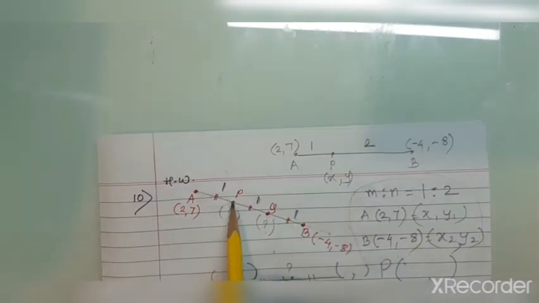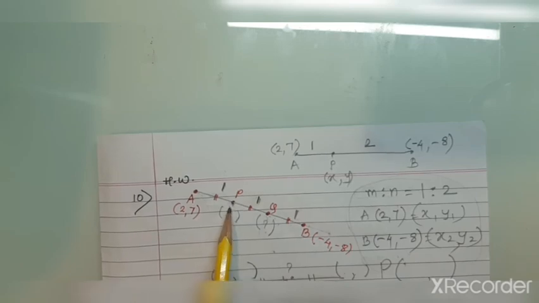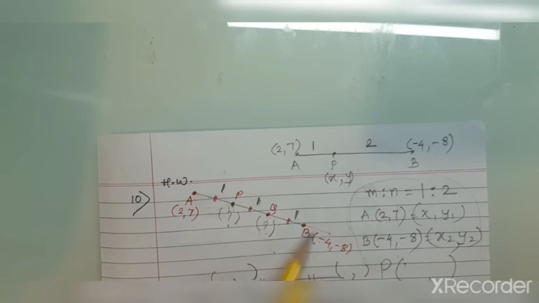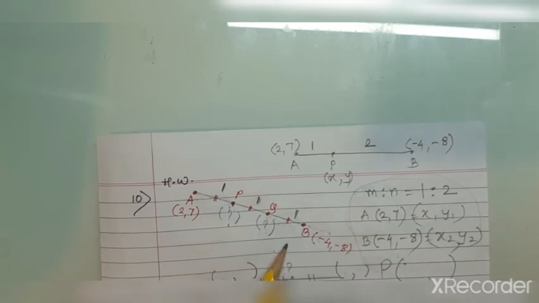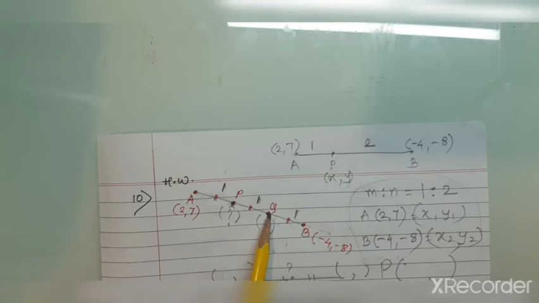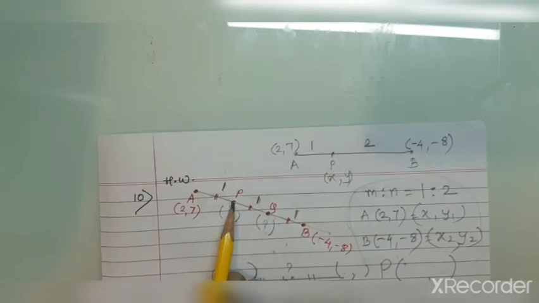If you see that P, we have to find the coordinate of point P, and only A and B are known. From P, A is 1 distance and from P, B is 2 distance, so 1:2. But once you get point P, in order to find Q, Q is the midpoint because from Q, the distance up to P.